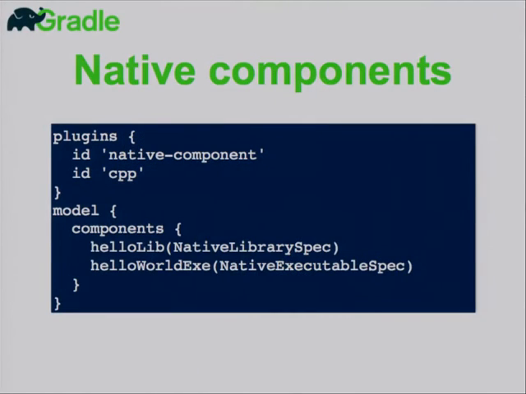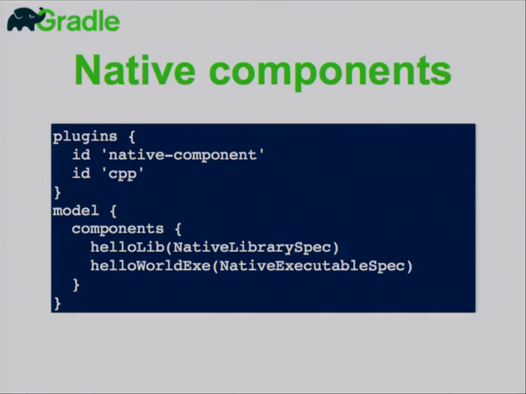So I just want to go through a little bit of how you define components in the native space. This is an example of some code that basically explicitly declares a couple of components in a native build. You see we've got our plugins block where we're saying what plugins are applied. We're saying we know about native components in this build, and we know about C++, the language. Those two things together mean we can build native components with C++ sources.